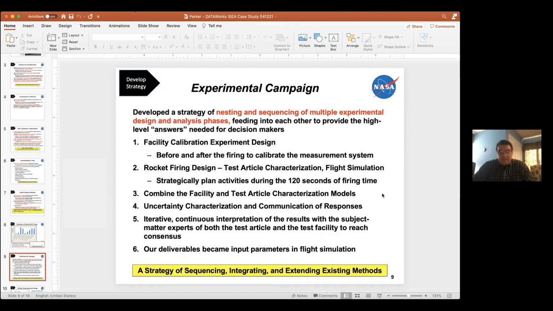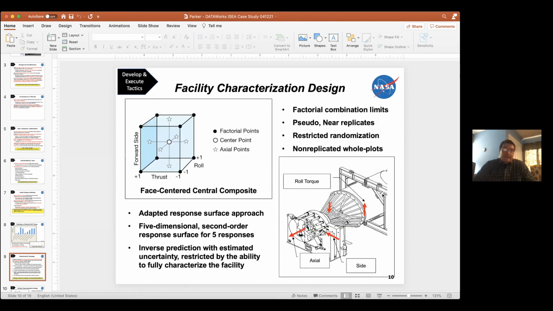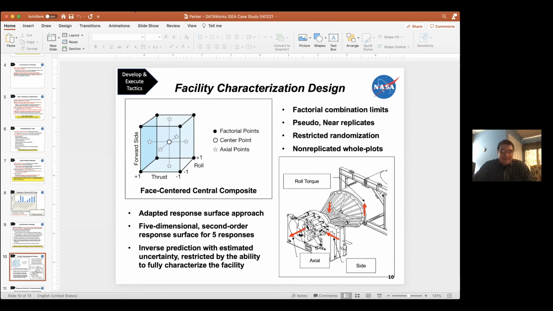And in step 5, there was a lot of time spent with subject matter experts to talk about how to come to a consensus estimate on that uncertainty, to understand the measurement that was being delivered and what it was going to be used for. Ultimately, the deliverables from this fed, as I said, a modeling and simulation, a guidance, navigation, and control flight simulation. So it was a strategy of sequencing, integrating, and extending existing methods. I'm going to briefly go over some of these methods, and as I said in the beginning, I'm not going to focus on them, but if you want to know more, please feel free to reach out and contact me.